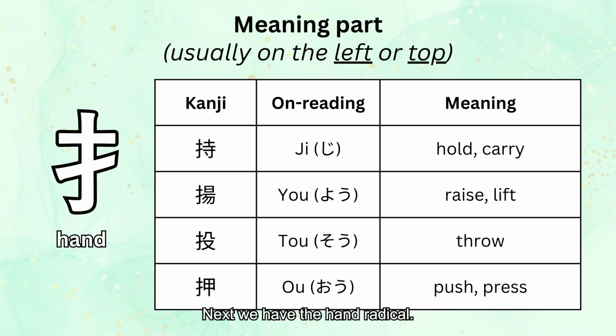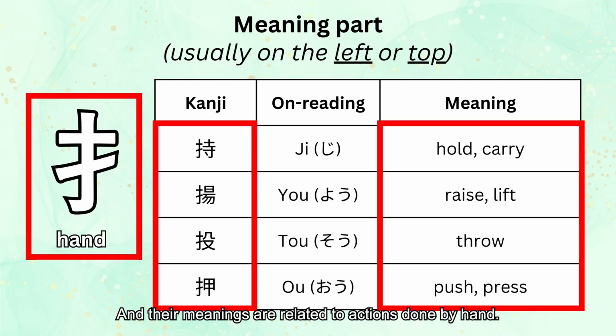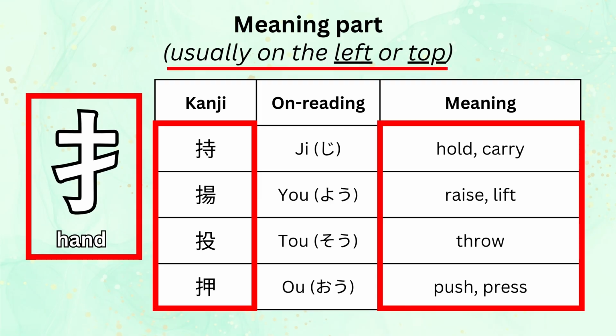Next, we have the hand radical. These 4 kanji all use it as the meaning part, and their meanings are related to actions done by hand. This meaning part is usually on the left or top of the kanji.